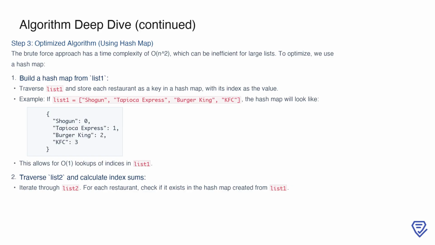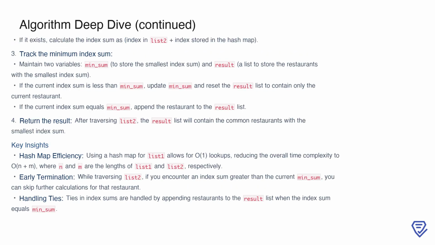We traverse through list 2 to check for common restaurants by determining whether each restaurant exists in the hash map. This way, we avoid the nested loops of the brute force approach, making the algorithm more scalable. As we traverse list 2, whenever we find a restaurant that also exists in the hash map, we calculate its index sum. This is done by adding the index of the restaurant in list 2 to the index stored in the hash map for that restaurant.